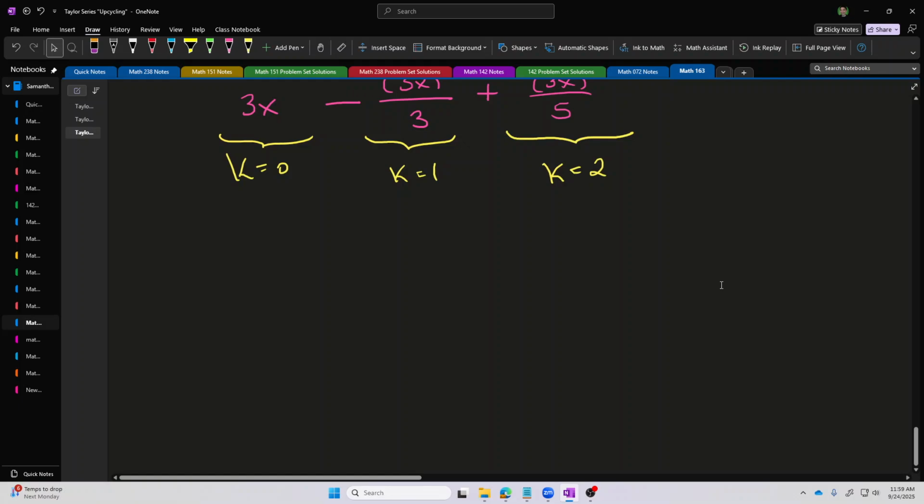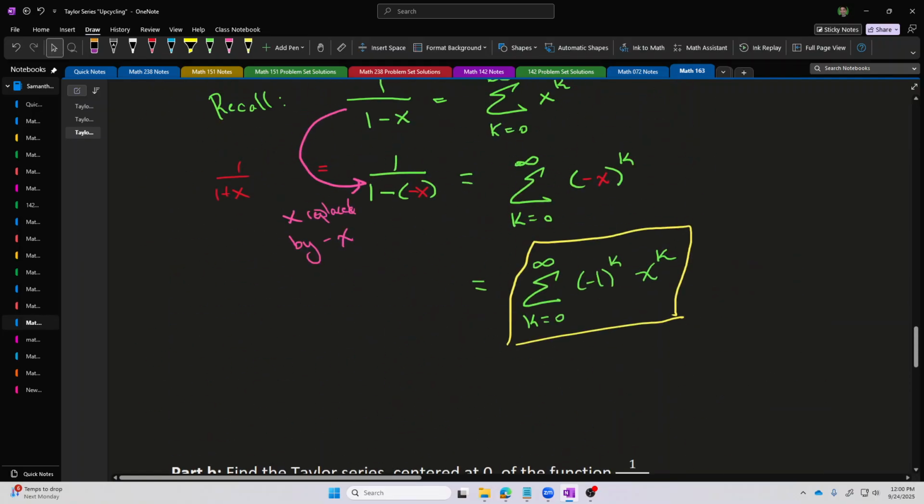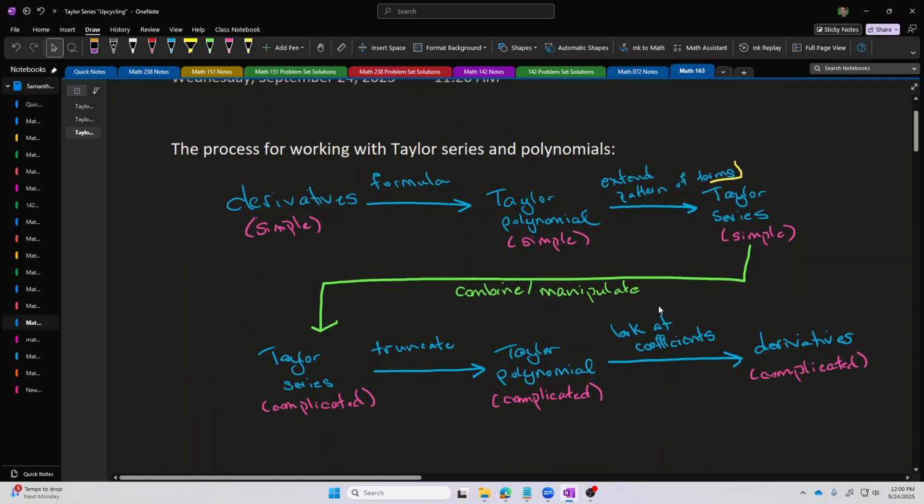So that's today's lecture, talking about upcycling or recycling of Taylor series, finding Taylor series of complicated functions by manipulating Taylor series of simpler functions.